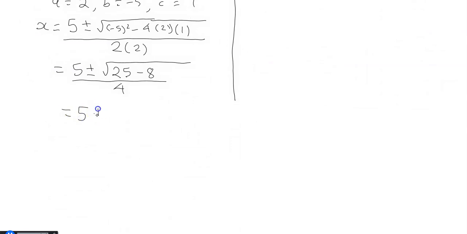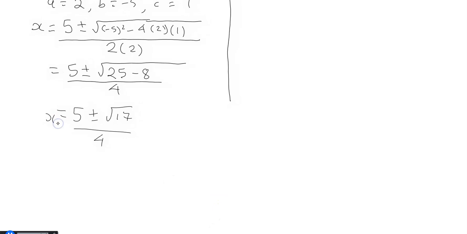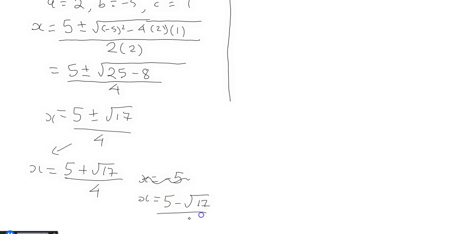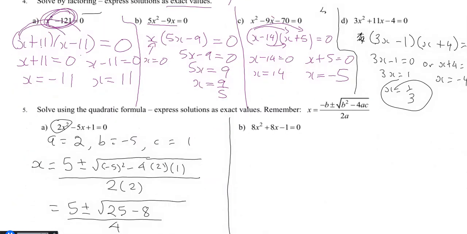Okay, so 5 plus or minus root 17 over 4, and that's basically where we leave it. Okay, that's your answer. You actually have two answers, right? x is 5 plus root 17 all over 4, and x is equal to 5 minus root 17 all over 4. Okay, so those are our two answers.